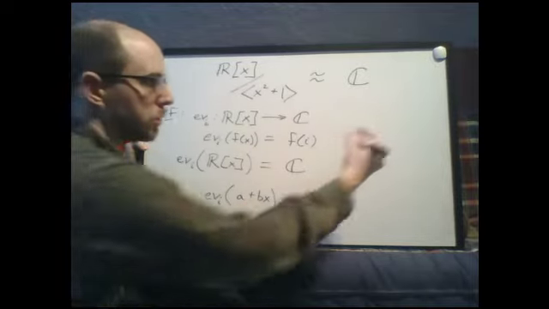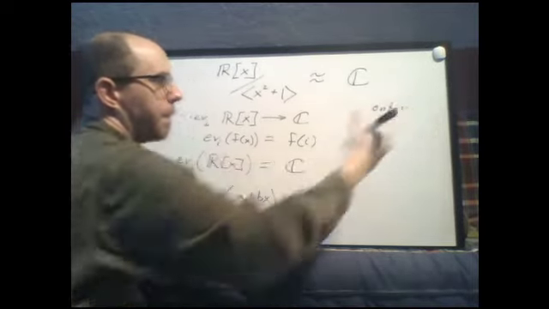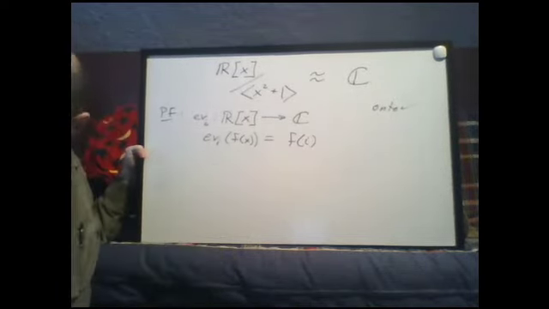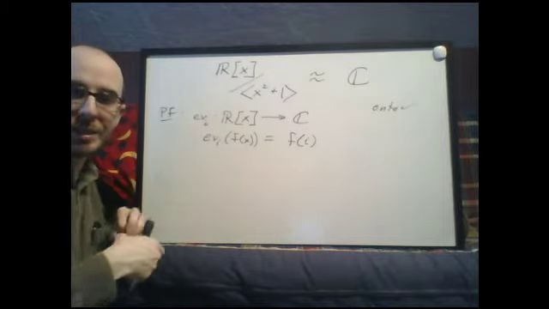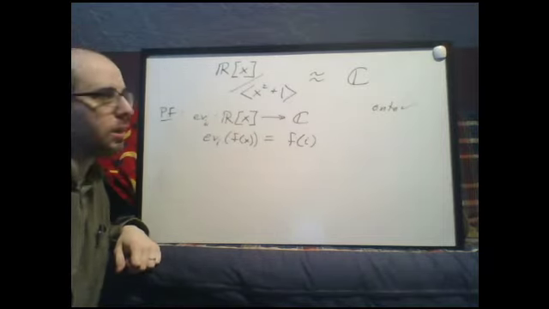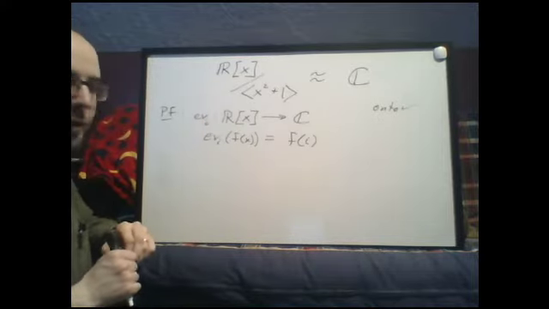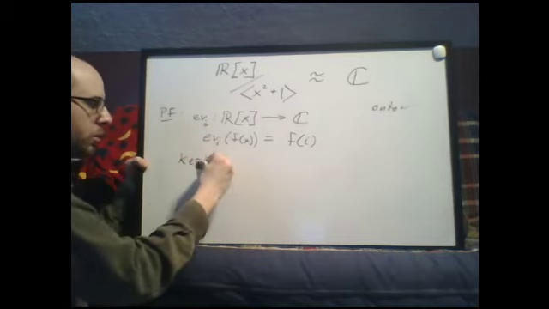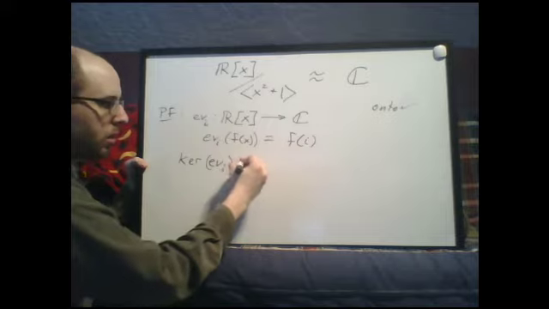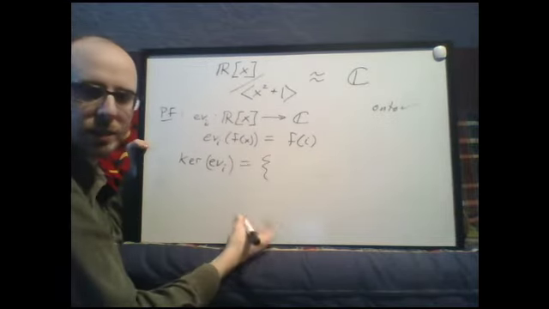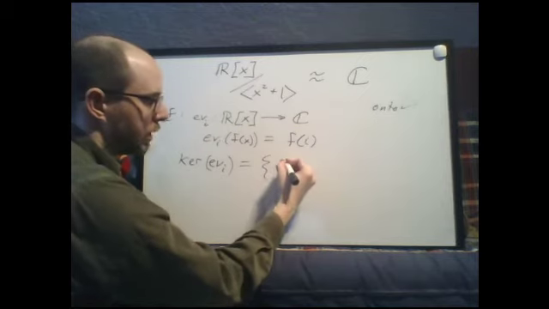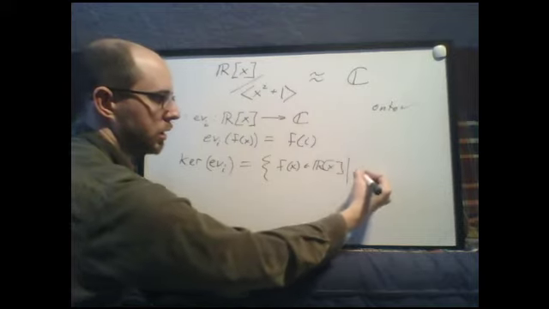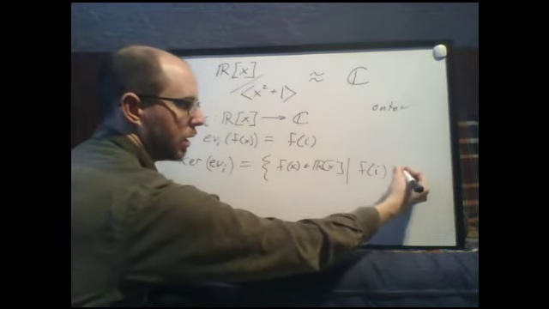So it's already onto. It's not one-to-one. We get the same complex number with different polynomials, but we can figure out the kernel, and it's going to be this. So what's the kernel? Kernel of ev sub I. Let's run through it. It's the set of every f of x in the polynomial ring R[x] such that f of I is 0.